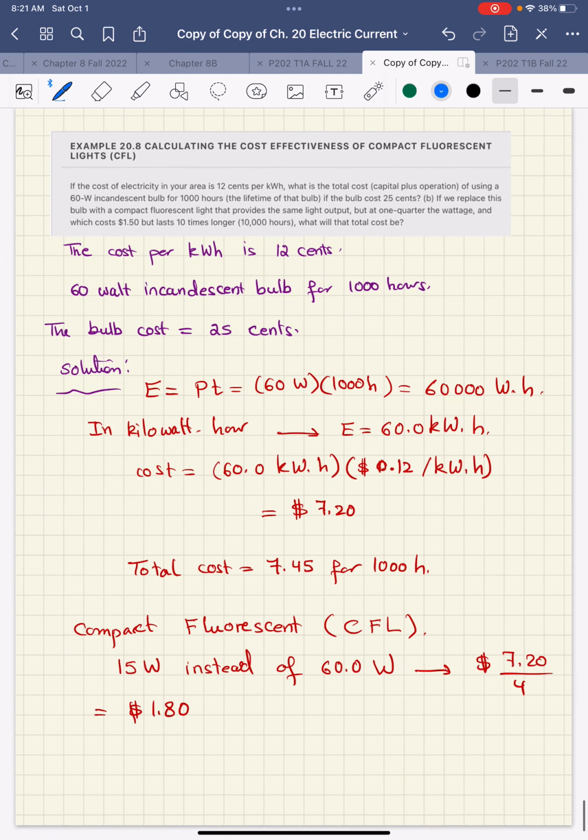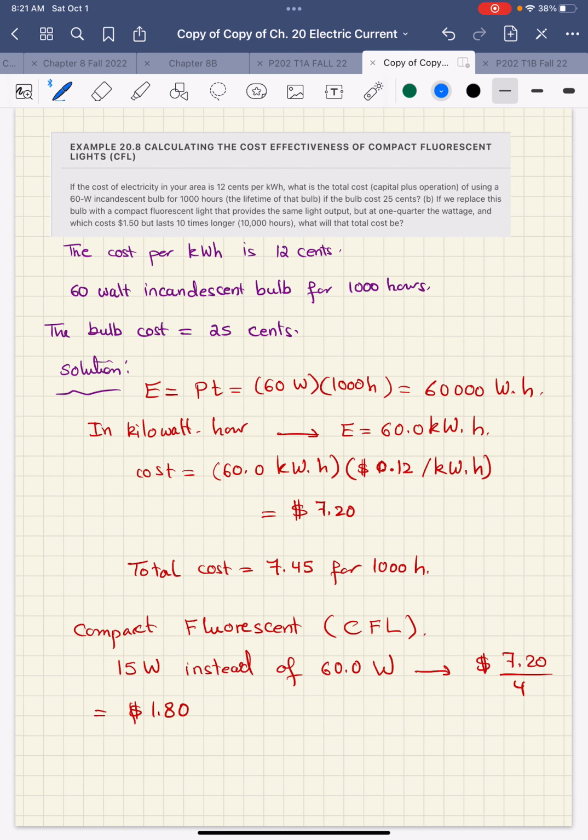For the compact fluorescent, I can recalculate, and I'm going to have 15 watts instead of 60 watts. Then the power is going to be different, and therefore the cost is going to be different. If you compare this one to this one, it is times 4, and therefore the cost is going to be divided by 4.